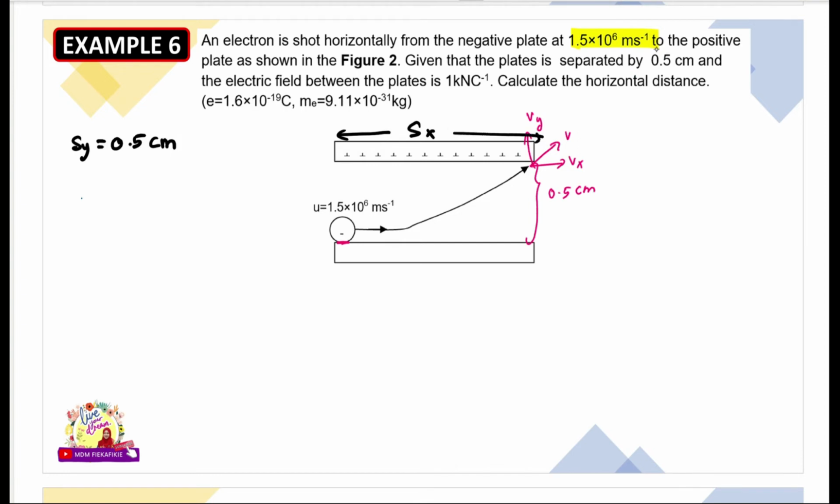Okay. So, dia bagi kat sini electric field between the plates is 1 kilo Newton per Coulomb. So, now we want to calculate the horizontal distance. Dia tak bagi kan? So, dia suruh kita kira. So, this time, soalan minta kita kira horizontal distance. Okay. So, we want to calculate SX equal to UXT. Macam biasa, okay, kita nak cari SX tapi kita tak ada T. Can we find T? Yes. Okay, so we can find T first in order to solve for SX.